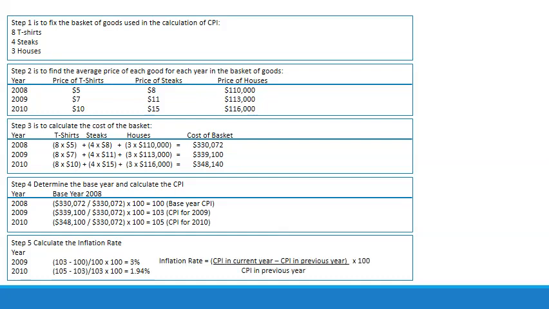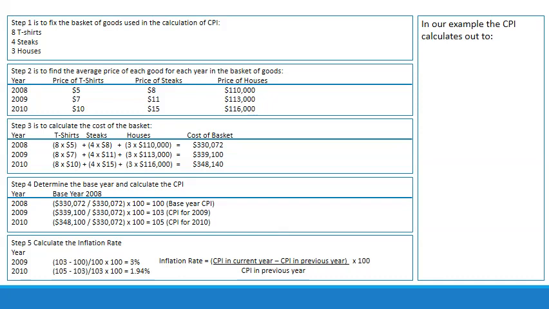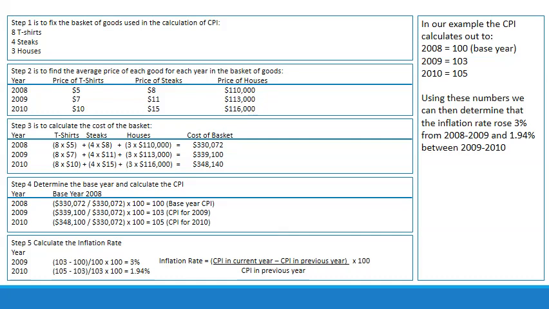So that's using the formula that we established a second ago, which is current year minus previous year divided by previous year. In our example, we can see that in our base year, we have 100, then 103, then 105. Using those numbers, we can determine how much inflation rose and how that developed. And this is exactly what is occurring monthly and then annually within the CPI.